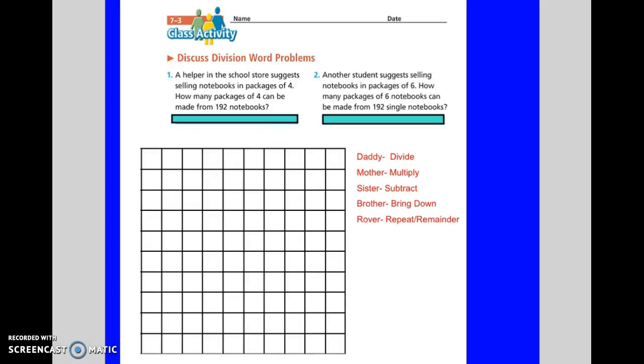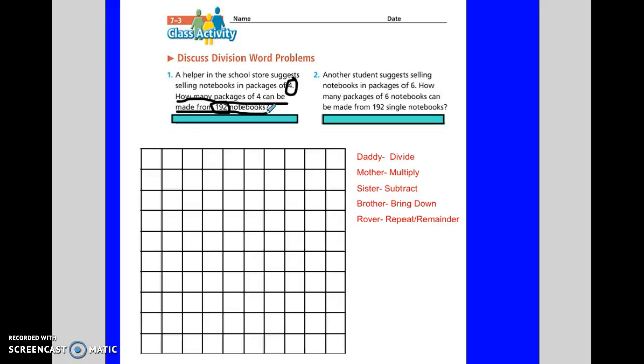The first word problem we're going to read says, a helper in the school store suggests selling notebooks in packages of 4. How many packages of 4 can be made from 192 notebooks? All right, so the first thing I do is I like to go ahead and find my numbers. There are 4 notebooks per package, right? And there are 192 notebooks that we're trying to make. My question is, how many packages of 4 can be made from 192 notebooks?